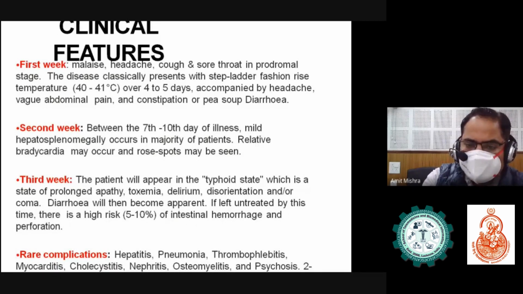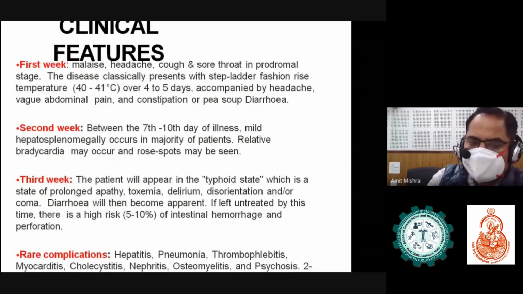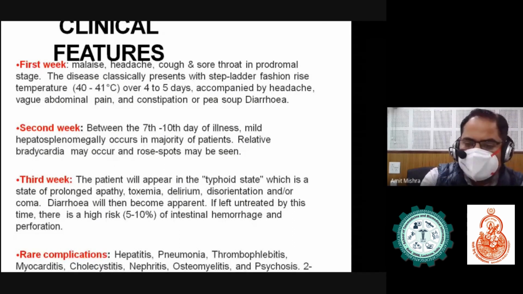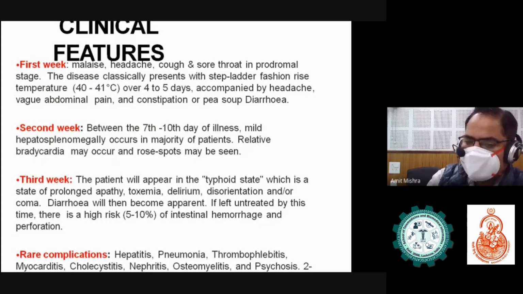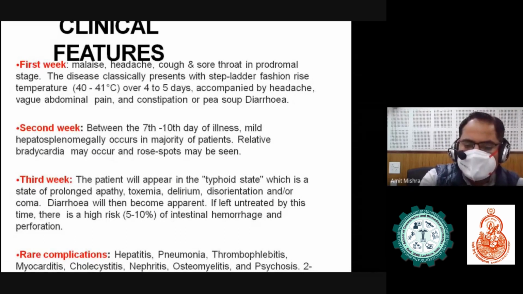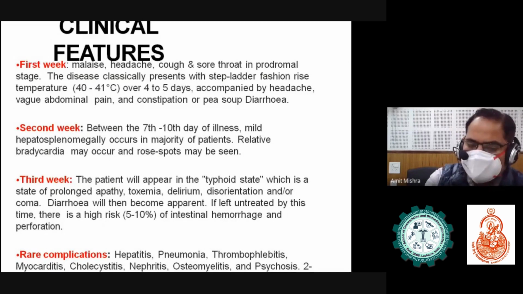In the third week, the patient will appear in the typhoid state, which is a state of prolonged apathy, toxemia, delirium, disorientation, or coma. Diarrhea will then become apparent. If left untreated by this time, there is a high risk of intestinal hemorrhage and perforation. These are some rare complications of enteric fever: hepatitis, pneumonia, thrombophlebitis, myocarditis, cholecystitis, nephritis, osteomyelitis, and psychosis, which develop in 2 to 5% of patients. They may also become gallbladder carriers.